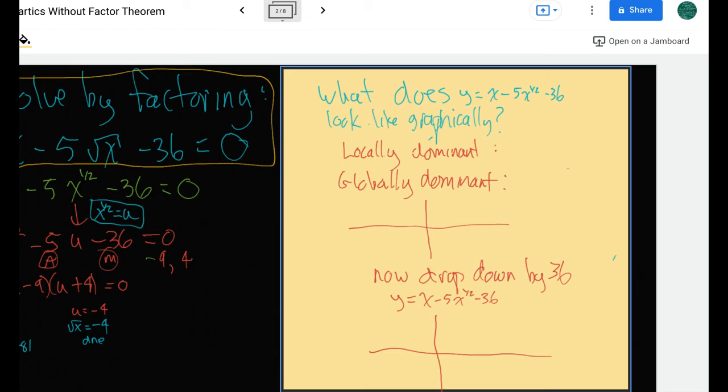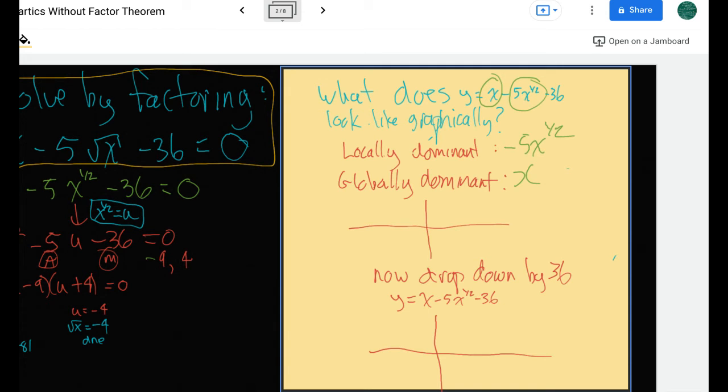So as we go through and graph this one, what we're going to do is think about this in terms of local and global dominance. So I've got the x to the 1/2. We know that the x will be dominant globally. It's got a higher exponent. We know that x to the 1/2 will be dominant locally, -5x to the 1/2. So that's just like the square root graph, but it's flipped. It's a vertical reflection. So we have a pretty good idea there what's going on.